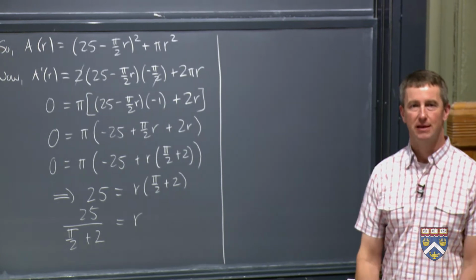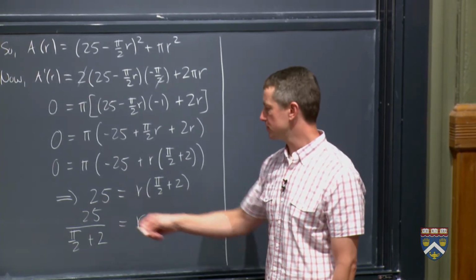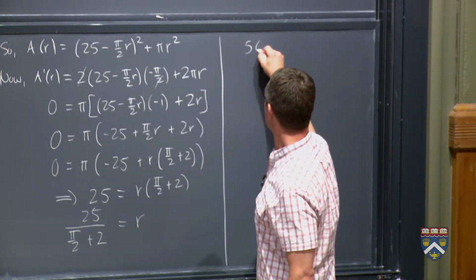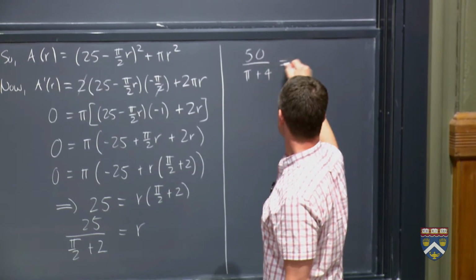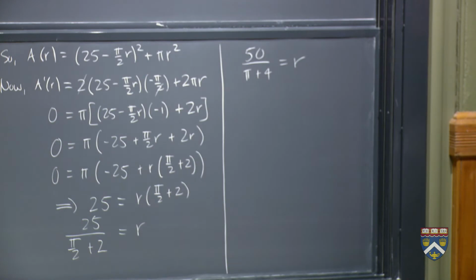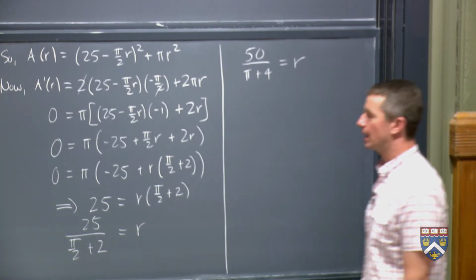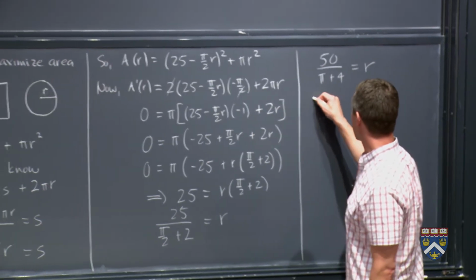Sometimes it's not so nice looking to have a fraction inside of a fraction. So what could I multiply by on the top and the bottom? Multiply by 2. So I get 50 over pi plus 4 equals my r. All right, what are we supposed to check now? Is this the what? We are looking for a max. So is this the max?